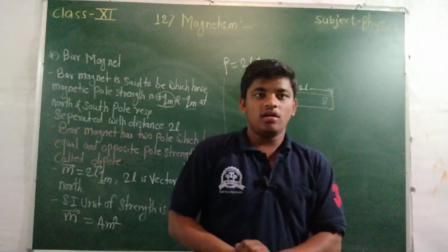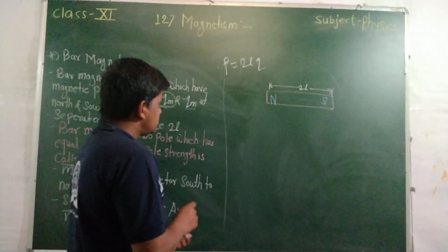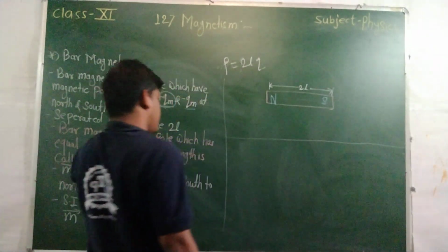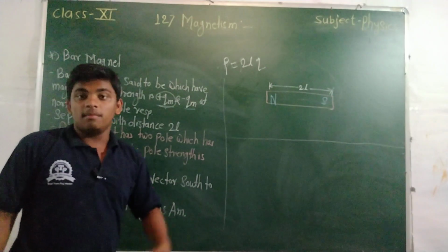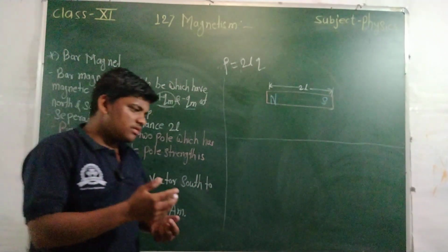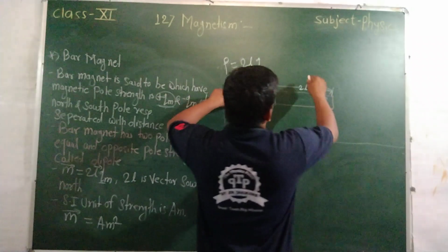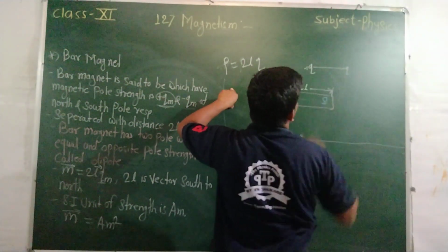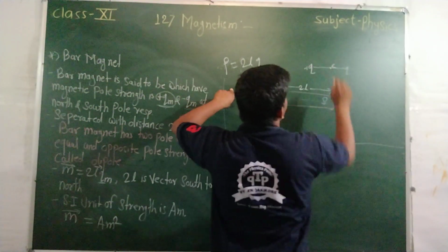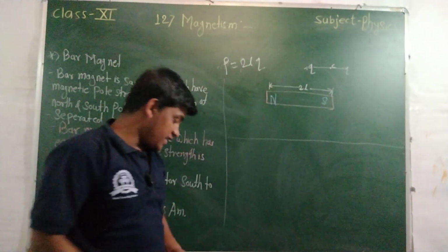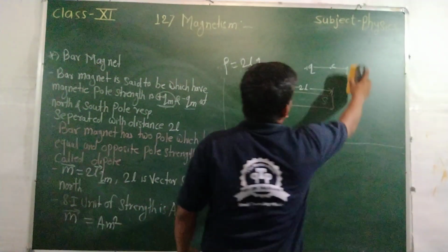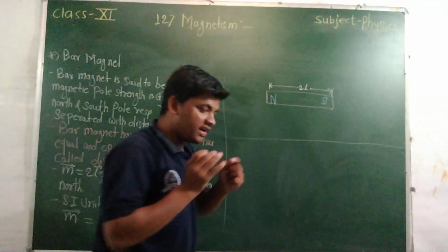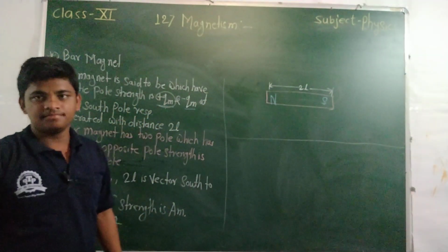Then let's discuss some points about the magnetic dipole moment, some terms about bar magnets. In electrostatics, we took the two charges plus Q and minus Q, the line joining them, and considered the center C. The terms are the same when we discuss the electric dipole as well as the magnetic dipole.